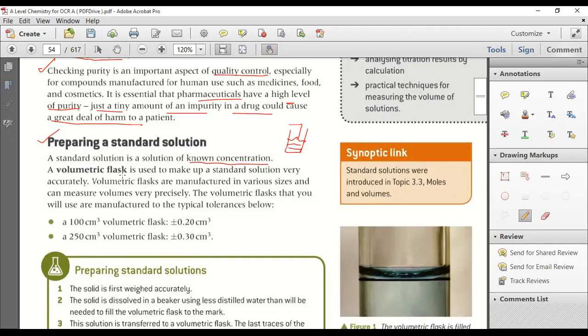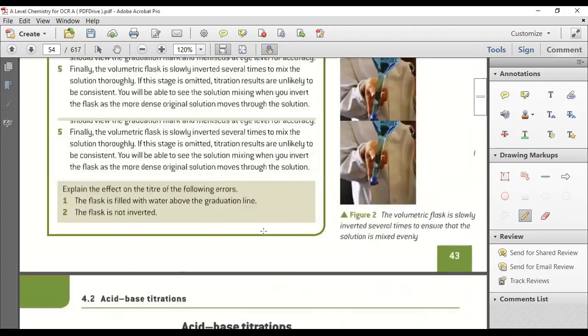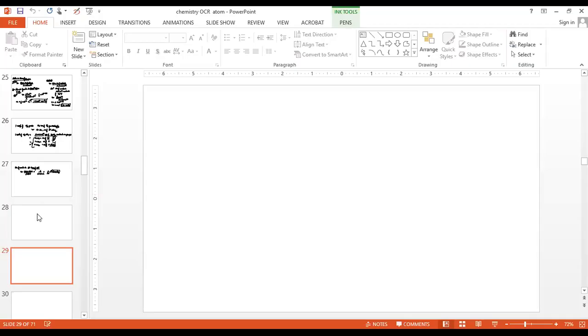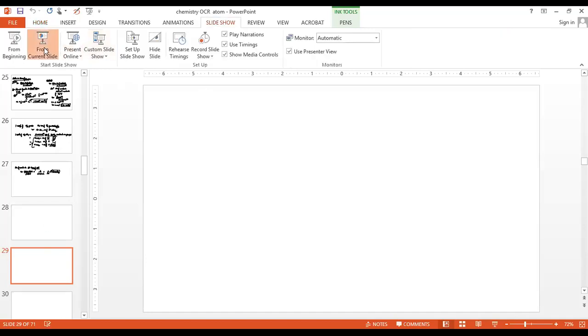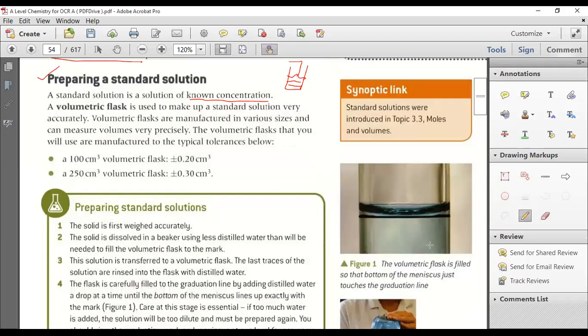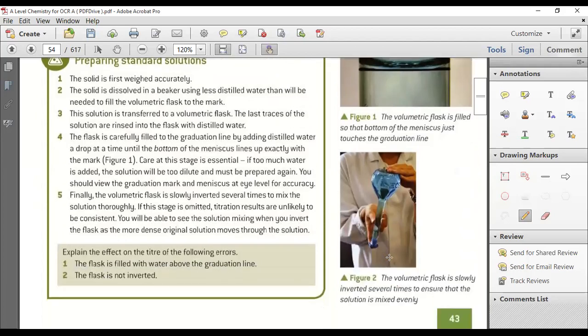Now, a volumetric flask is used to make up the standard solution. I think the volumetric flask should have been given here. They have not given a volumetric flask. What is a volumetric flask? It is like a flask. I showed it a second ago, what a volumetric flask looks like. I hope you know the volumetric flask. It's in the textbook. This one? Yeah.